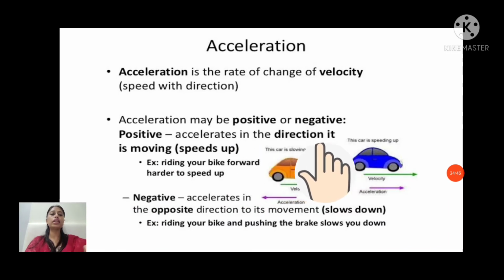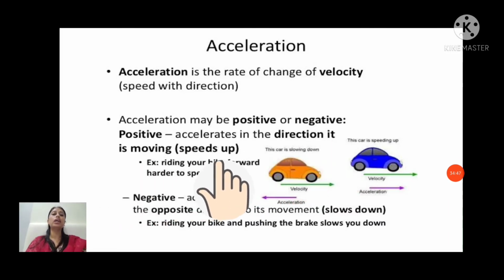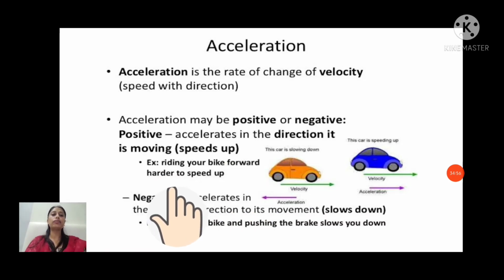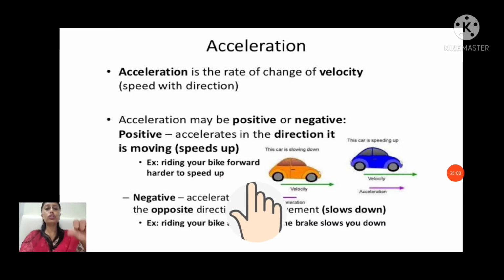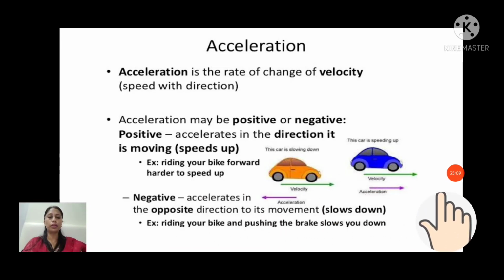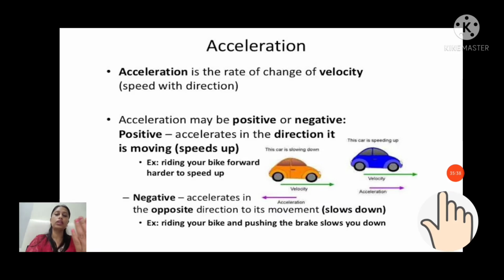Positive acceleration means it accelerates in the direction of velocity, meaning you speed up. When your velocity is increasing, you have positive acceleration. Like riding your bike forward, if you have to increase your speed, you have to move more forward. That is your positive acceleration. Negative acceleration is in the direction opposite to movement. If you apply a little bit of force in the opposite direction of the motion, your speed will decrease. In that case you have negative acceleration, meaning the speed or velocity is decreasing by the same amount as it was increasing.